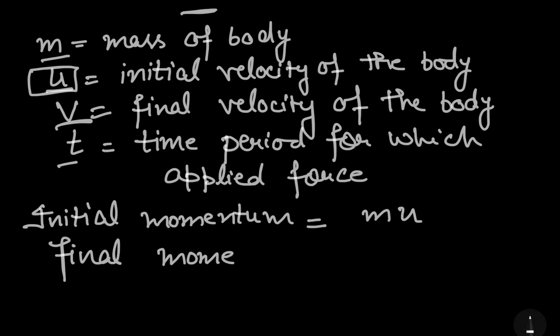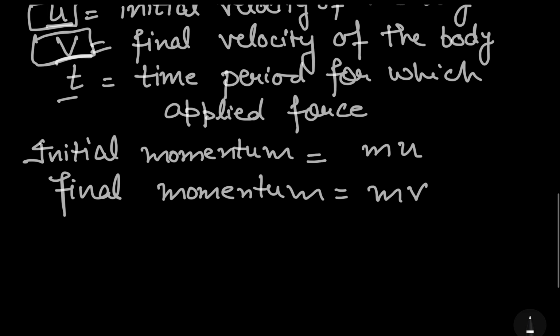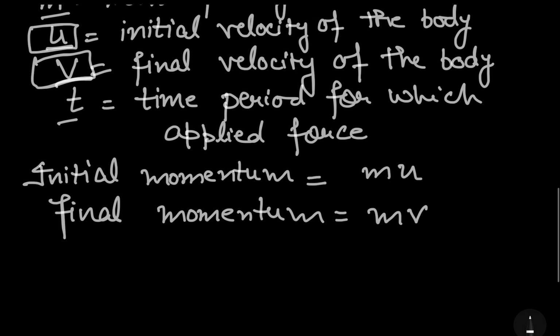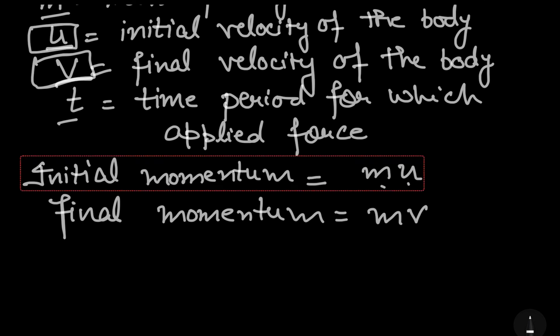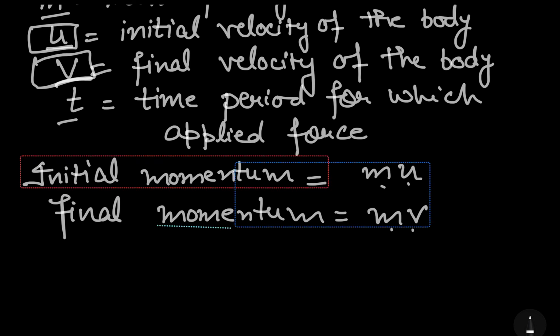Again product of mass and velocity. Mass will be same, mass will not change, m. What is my final velocity here? V. So it is mv. Any doubt? I don't think there is any doubt, because initial momentum is a product of mass and velocity, and initial velocity is u, so it is m into u. Here it is m into v, the final momentum.